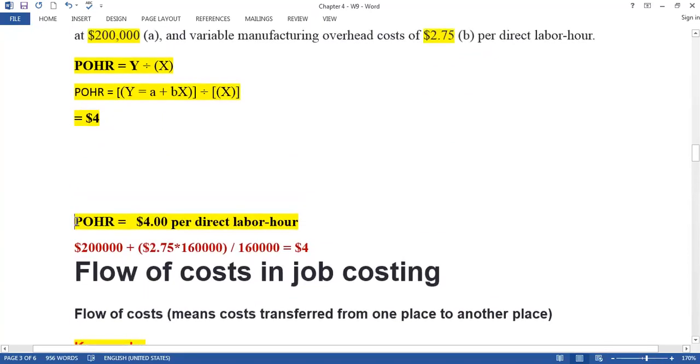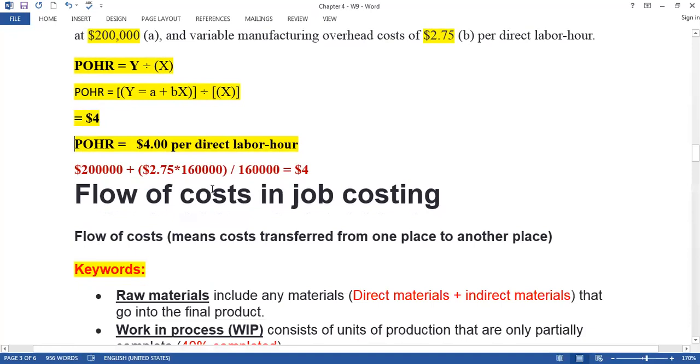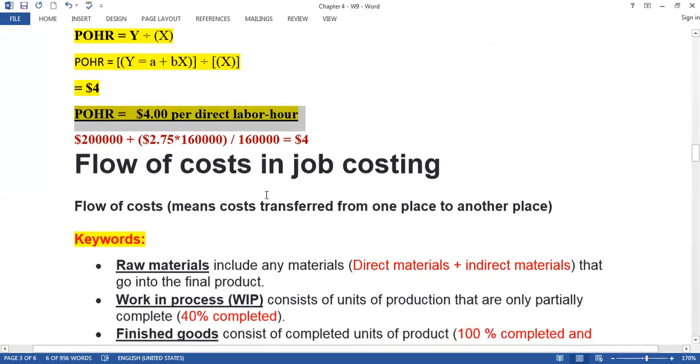So in this chapter, you should know how to calculate this predetermined overhead rate. This is the part of your exam question. You must know how to calculate the predetermined overhead rate. And I already explained why we need this rate in advance. Because we cannot wait for 1 year.